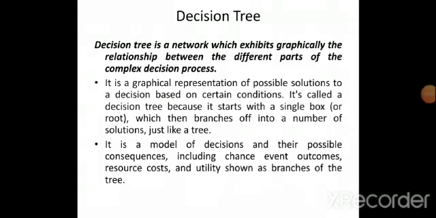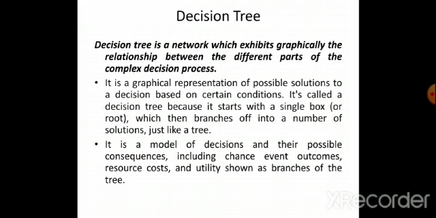Continuing with the decision tree part of decision theory, a decision tree is a network which exhibits graphically the relationship between the different parts of a complex decision process. It is a graphical representation of possible solutions to a decision based on certain conditions. It's called a decision tree because it starts with a single box or root node, which then branches off into a number of solutions, just like a tree.